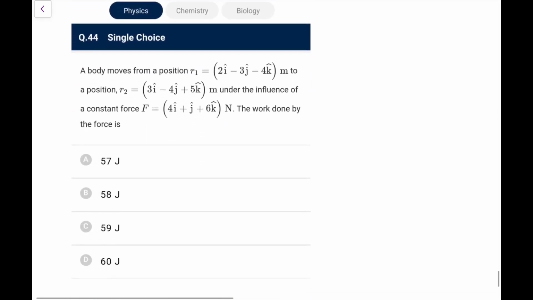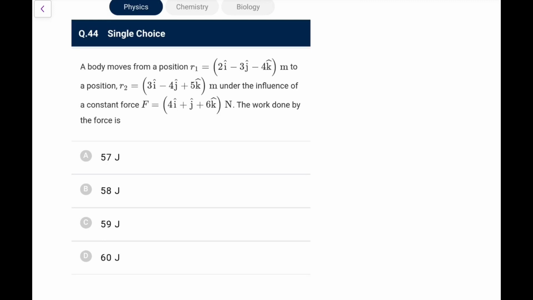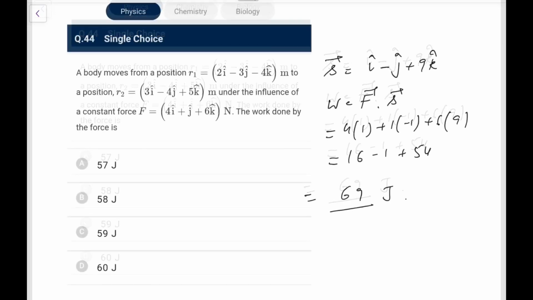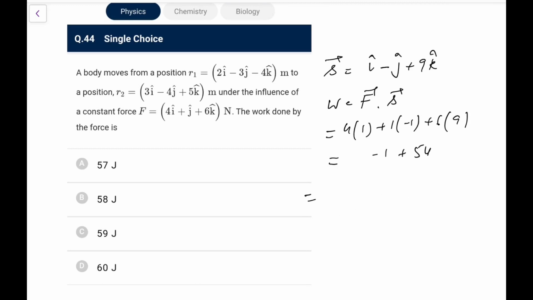Next one. A body moves from a position r1 to r2 under the influence of the force. The work done is definitely, as it is a constant force, displacement S is r final minus r initial. I cap, it would be minus j cap plus 9k cap. So work done is F dot S. So doing this, 4 into 1 plus 1 into minus 1 plus 6 into 9. So 4 minus 1 plus 54, that is 57. Okay, there's a mistake, sorry, I made a mistake. I was lucky that the option was not there. If it would have been 69, I might have taken it. It is 4 into 1 is 4.